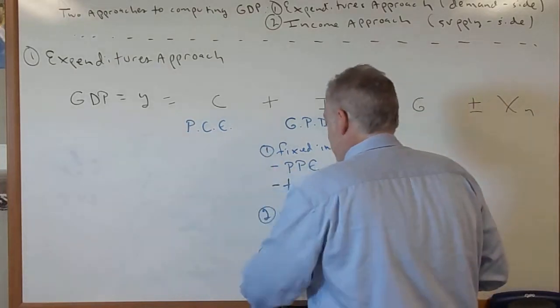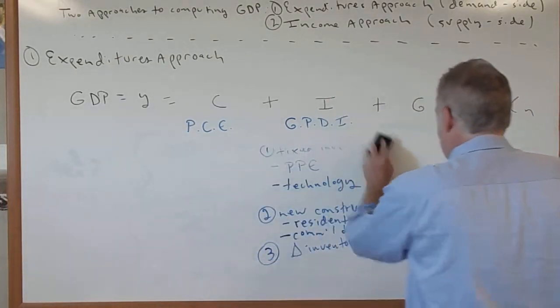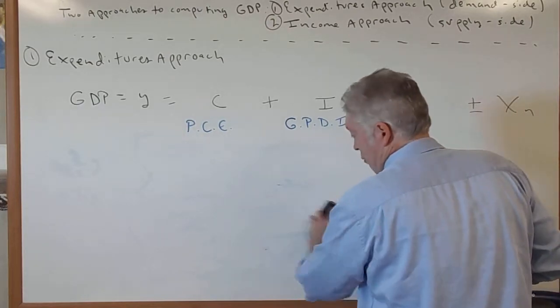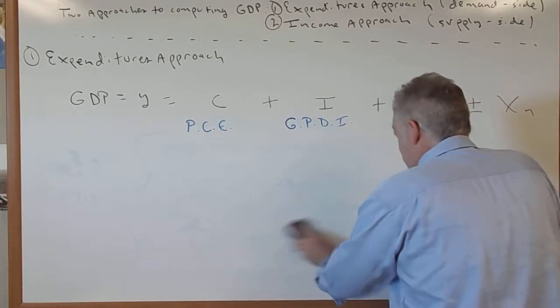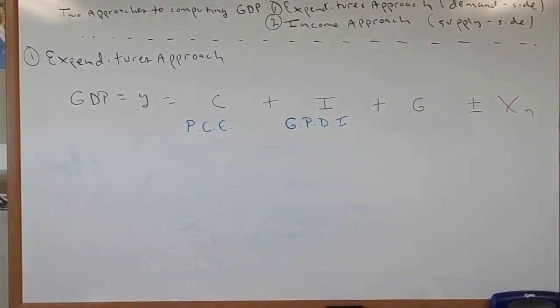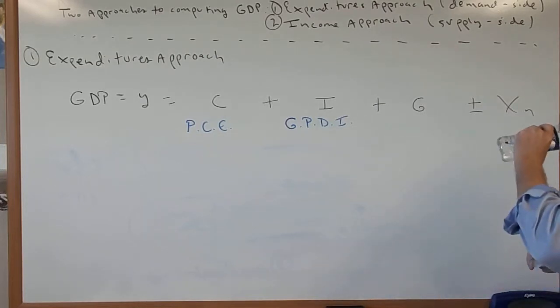Unlike personal consumption expenditures, I can't give you a percentage of GDP that is a rule of thumb. The reason I can't is because this is somewhat unstable. It has a lot to do with changes in interest rates, expectations of sellers, etc. So it becomes much more difficult to do that.